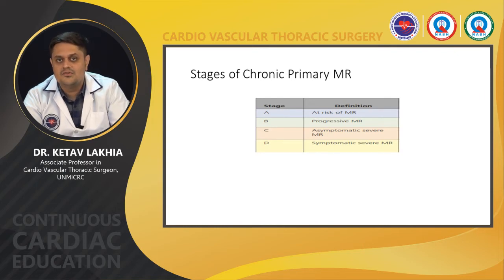Now the stages of chronic primary MR. It is divided into 4 stages: A, B, C and D. Stage A is the patients who are at risk of MR. Stage B is progressive MR. Stage C is asymptomatic severe MR, and stage D covers symptomatic severe MR.